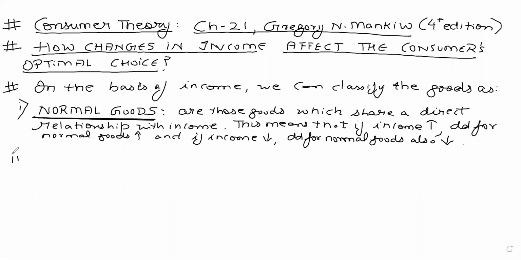But if I generally categorize them, you can talk about all goods which take a major proportion of your income, like car, TV, refrigerator, good quality products. These are all normal goods. When your income goes up, you prefer to buy more of them, and when your income goes down, the demand for such goods also goes down.